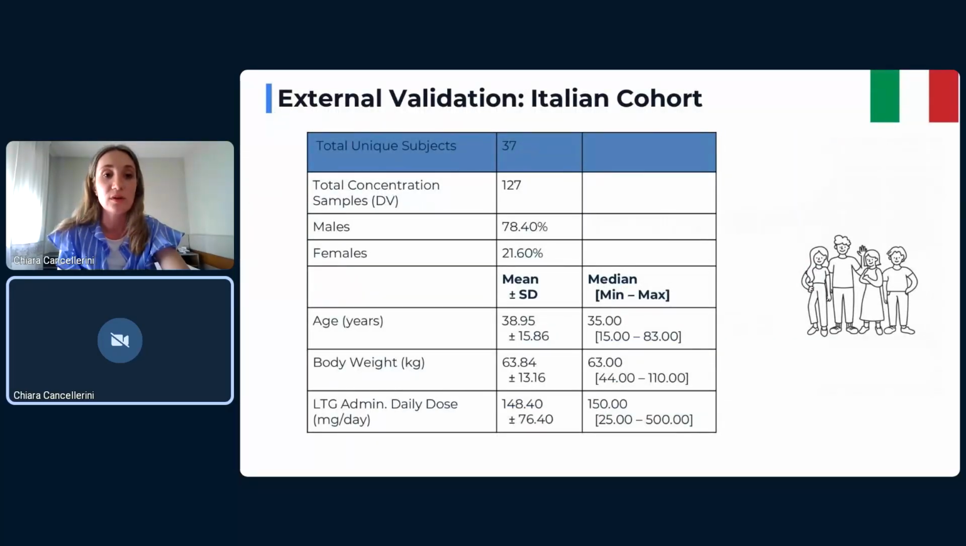So the model was considered powered. We performed the external validation with the Italian cohort of 37 patients and 120 plasma samples. Interestingly, the Italian cohort was younger and the body weight was a little less, with a median of around 60 kilos.